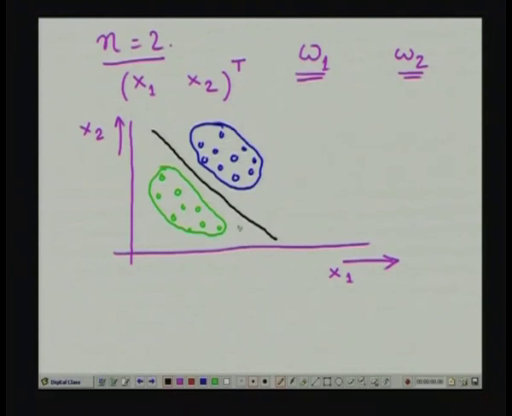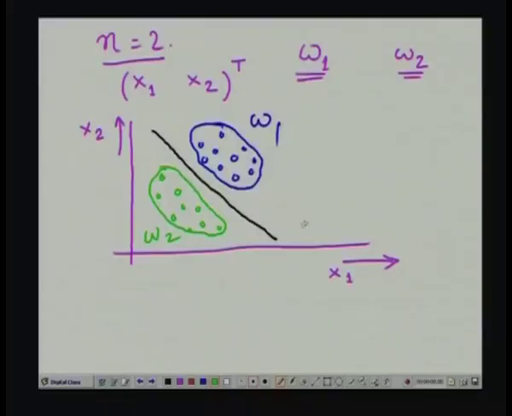So, this class on this side represents my class omega 1 and on this side represents my class omega 2. Now, that can be obtained very easily, because from our school day mathematics we know that if we have a straight line, then for the points belonging to one side of the straight line, I will get a value which is greater than 0, and for the other side of the straight line I get a value less than 0. So, basically what I have to do is get an equation of this straight line, say g x.